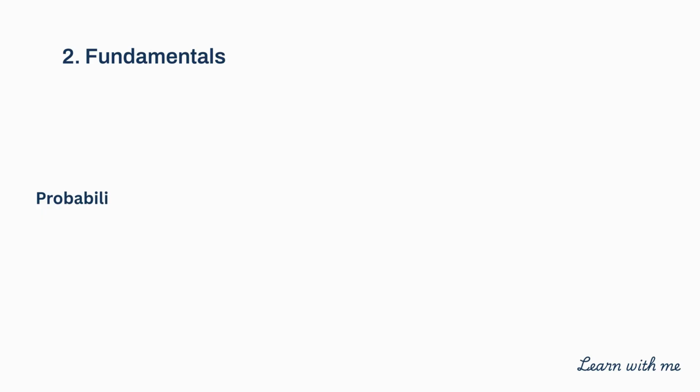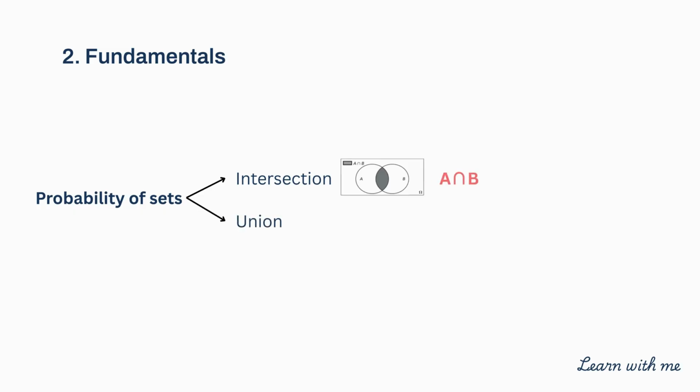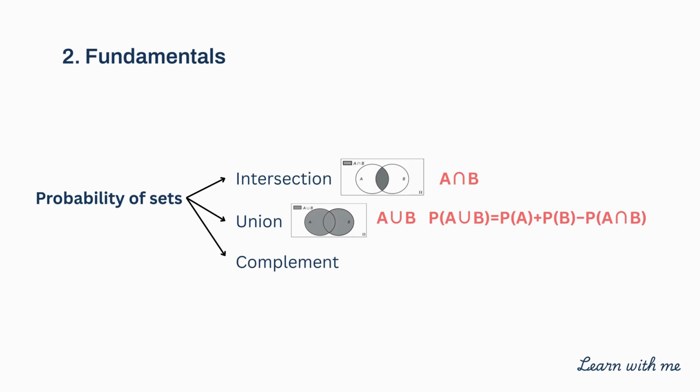Now let's look at how probabilities work when we deal with sets of events. The first relationship is the intersection. This is the probability that both events occur at the same time. We denote this as A and B. Next is the union. This is the probability that either A or B occurs. We denote this as A or B. You can think of the union as combining the two sets. To calculate the probability of A union B, we add the probability of A and the probability of B, then subtract the intersection to avoid double counting. The third is the complement.